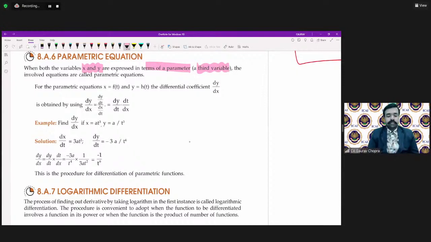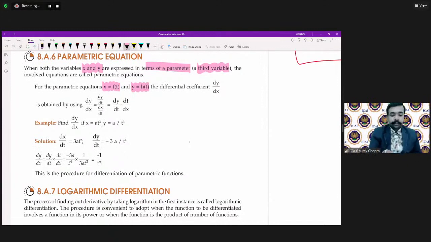Now let us understand with some examples so that we can easily solve those questions. For a parametric equation, x is equal to f(t) and y is equal to g(t). The first equation relates x and t, and the second equation relates y and t, and we have to differentiate and find out dy by dx. What we have to do? We have to find out dy by dx.